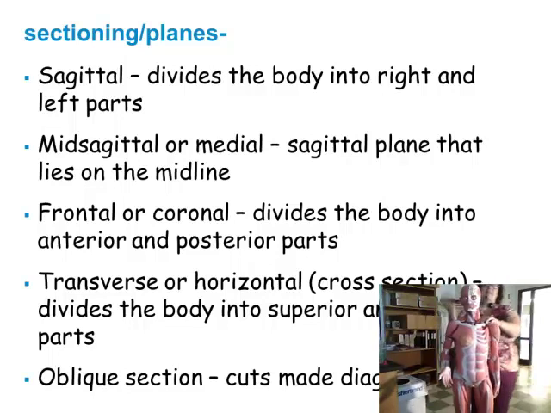These go with the planes, right? We live in a three-dimensional world, so we have 3 planes. You can think of everything. There are also oblique cuts, and an oblique cut would be a section that's made diagonally, so it combines any 2 planes.